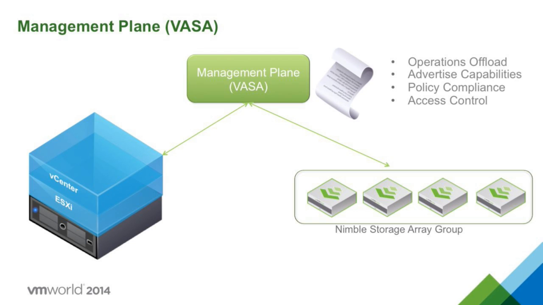So you won't actually have to drop anything into vCenter itself. You'll go to the Nimble array, you'll give it the IP address, you'll click submit, and we'll just inject everything for you. So there's nothing else that you need to do there.